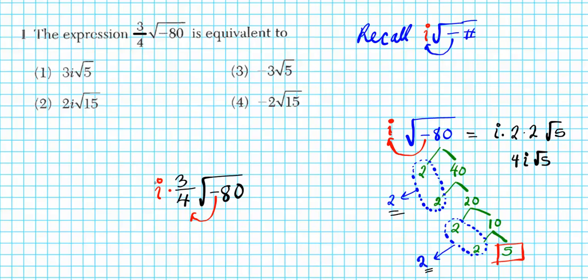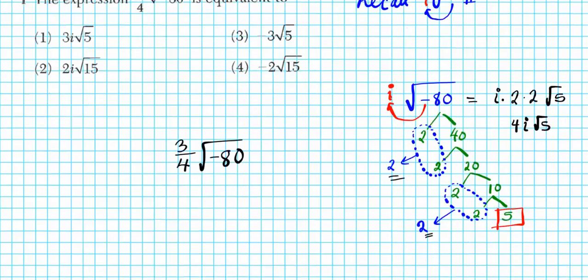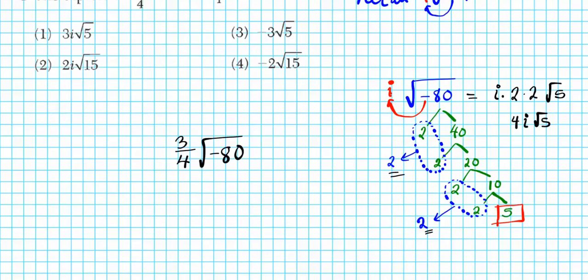So let's erase this right here. This entire problem now becomes 3/4, the coefficient of the radical before, times 4i root 5. Now, how are we going to resolve the product of this fraction and this number? We can express 4i as a fraction over 1. Now, we can cross-reduce where possible. 4 goes here 1, 4 goes here 1. 3 times i is 3i root 5. There goes your final answer, option number 1.